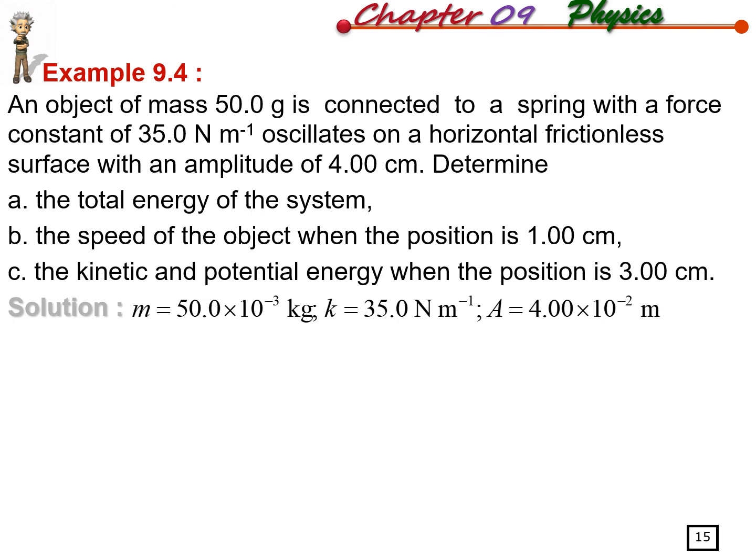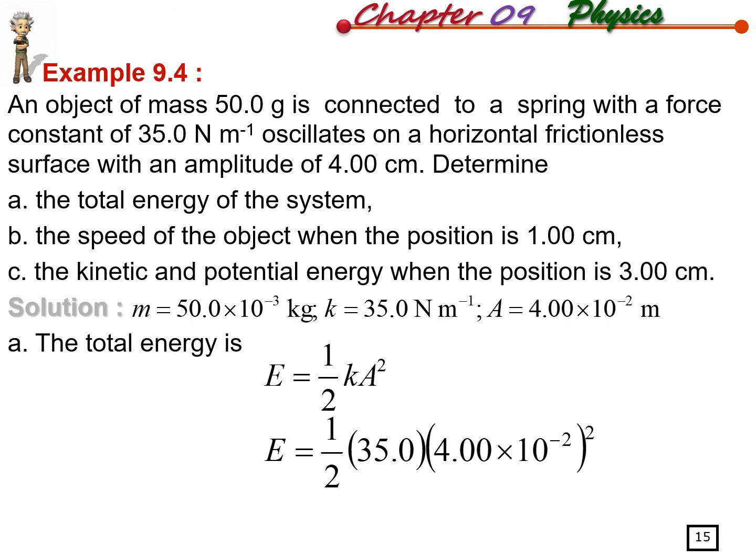So for question A, total energy. Based on the information given, we have mass, K, spring constant, and also amplitude. We apply the equation for total energy, which will be half K A square. Just replace in the value, which will end up with the final answer, which is equivalent to 2.8 times 10 to the power of negative 2 joule.